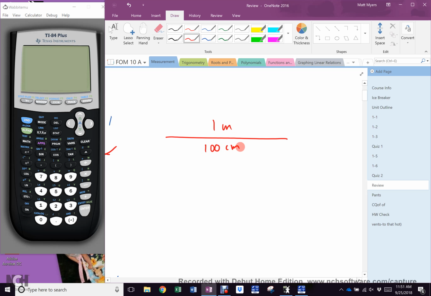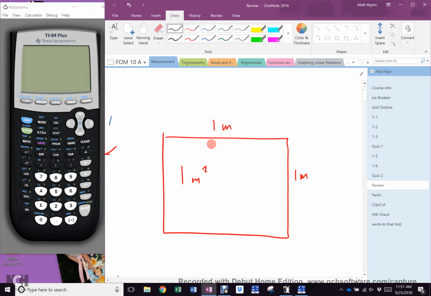Does everybody understand? Great. Now draw a square. 1 meter, agreed? How many meters squared is this? How do you find the square meters of that square? Length times width, which is what? 1 times 1. So this is 1 meter squared. Agreed? Okay. How many centimeters? 100.